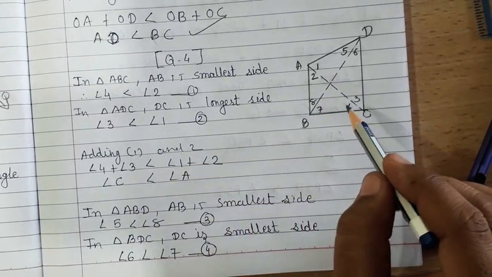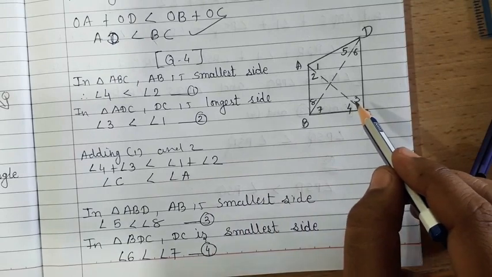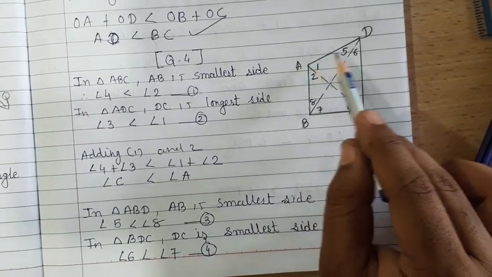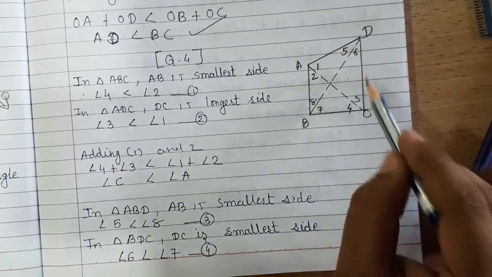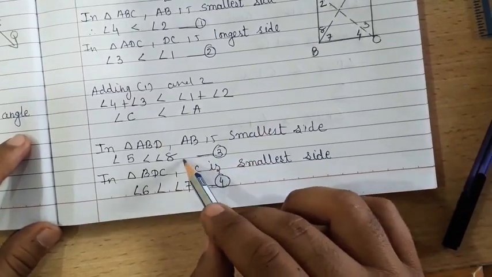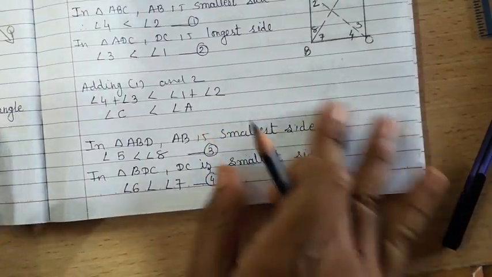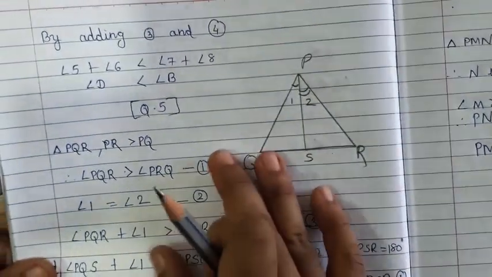The same thing we have to apply for the other two triangles, that is ABD and BDC. Same things, and then add these two equations. So we will get angle D less than angle B.